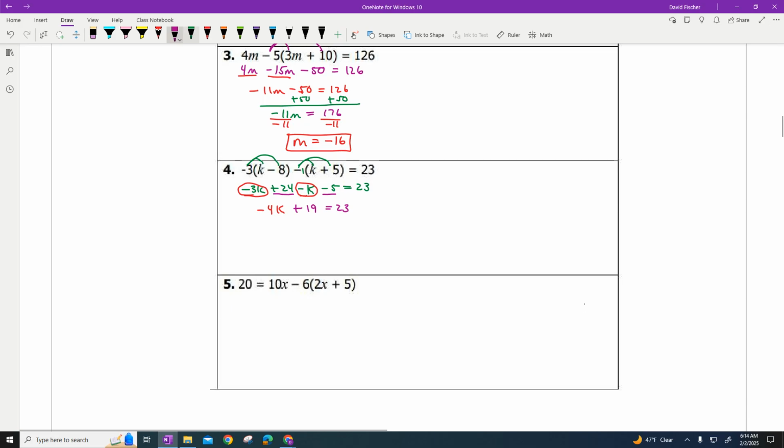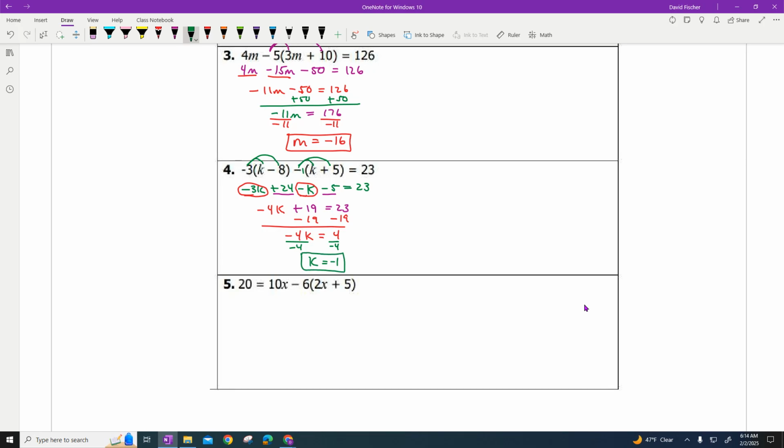And now it's looking a lot more simpler. Let's get rid of that 19. 23 take away 19. My brain's not working very well this morning. And so now the last step, let's divide by a -4. I'm getting k is -1.